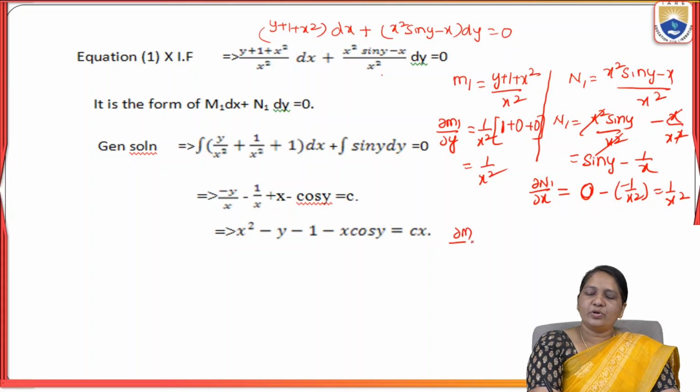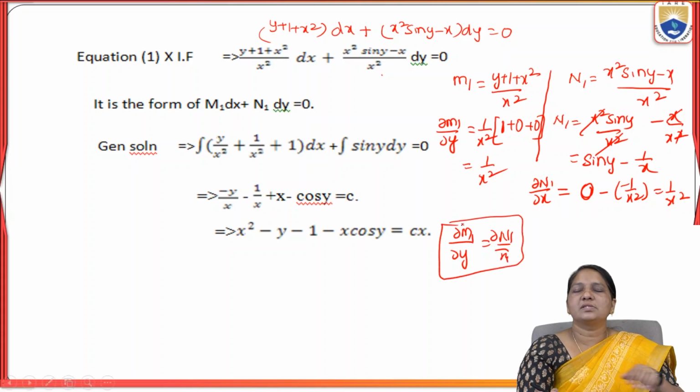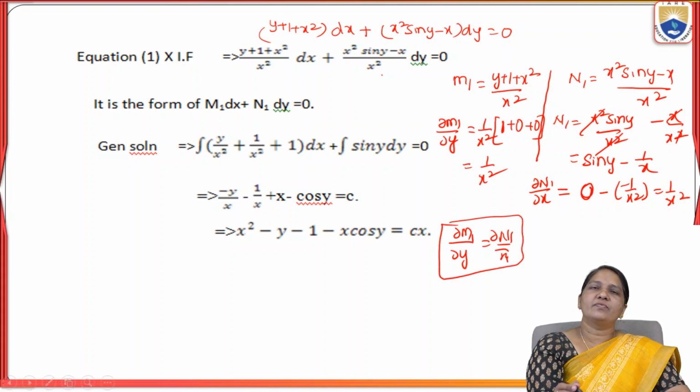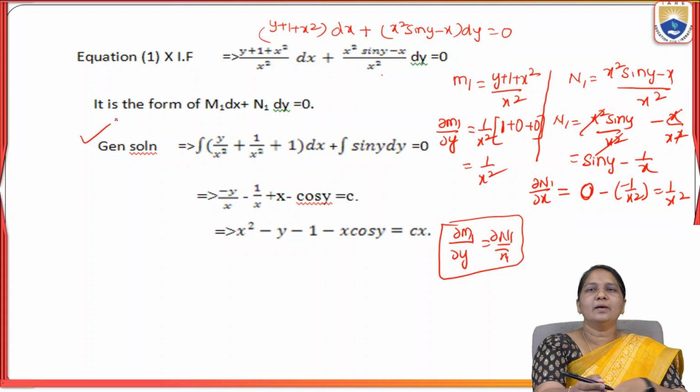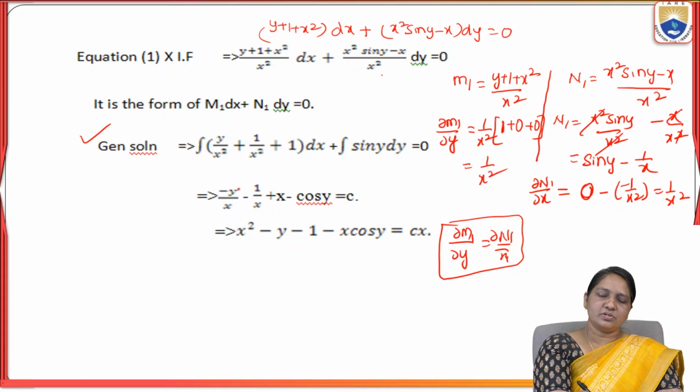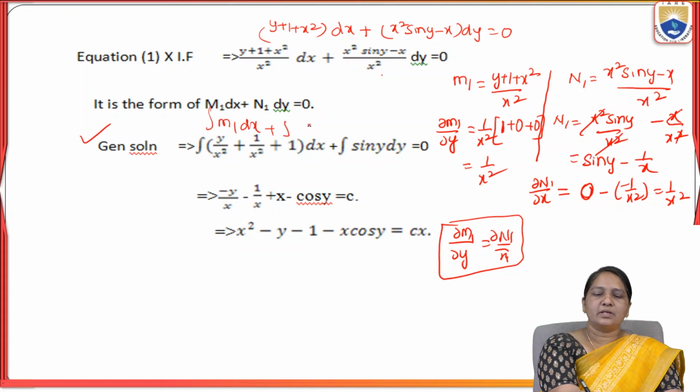So finally dou M1 by dou y is equal to dou N1 by dou x. So now we got the exact differential equation. If it is an exact differential equation, we can follow the procedure to calculate the general solution. What is the general solution here? Integral M1 dx plus integral N1 dy equal to c.